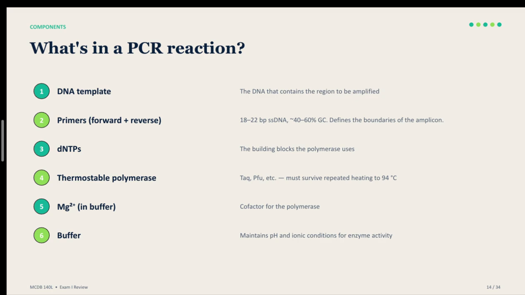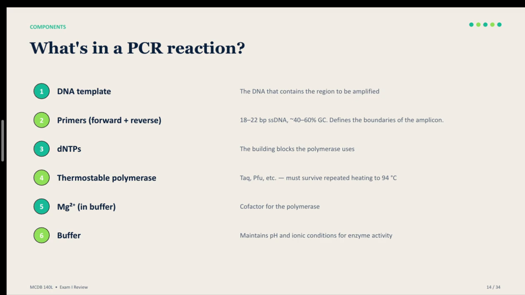The building blocks, the dNTPs, these are the things that the PCR will actually use to build these different fragments. Thermostable polymerase, so in our case we'll use Taq. Taq is, I think, pretty ubiquitous with PCR, right? It's essentially the main polymerase that you will always use. And it's just because when we go through PCR cycles, it needs to survive very high heats, up to 94 degrees Celsius. So it just needs to be thermostable.